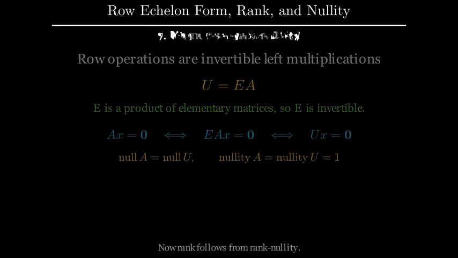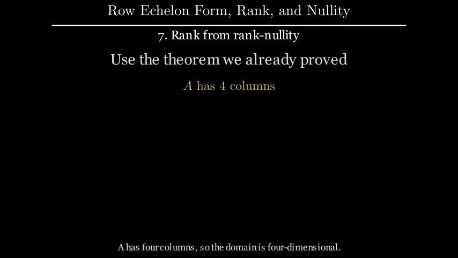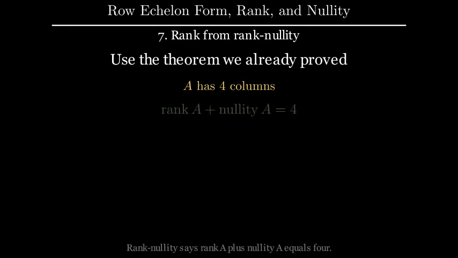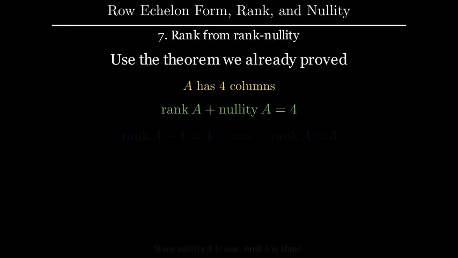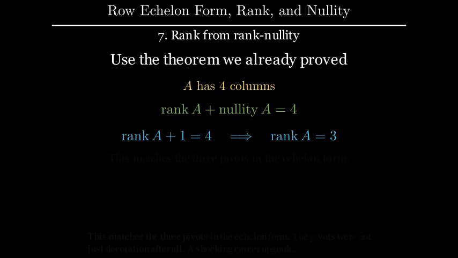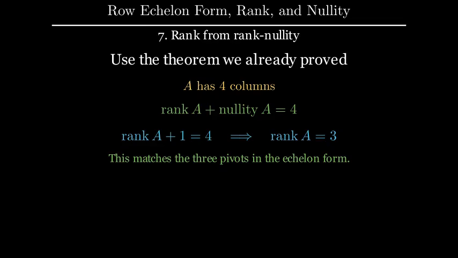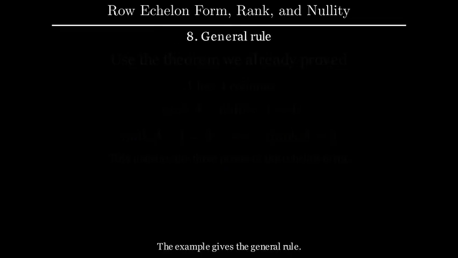Now rank follows from rank nullity. A has 4 columns, so the domain is 4-dimensional. Rank nullity says rank A plus nullity A equals 4. Since nullity A is 1, rank A is 3. This matches the 3 pivots in the echelon form. The pivots were not just decoration after all. A shocking career upgrade.